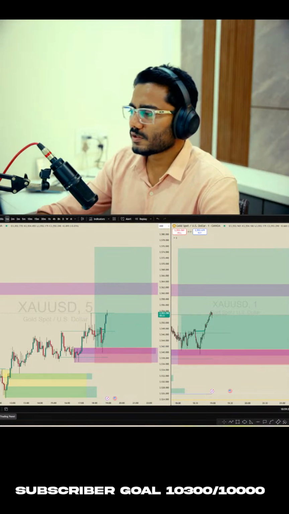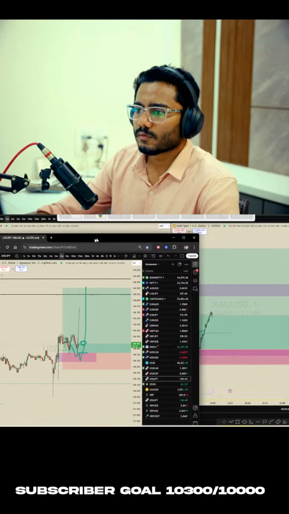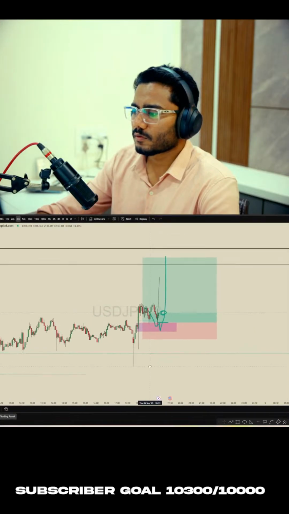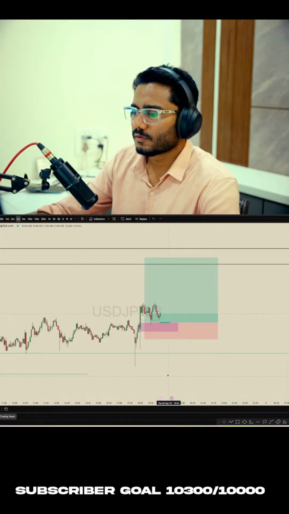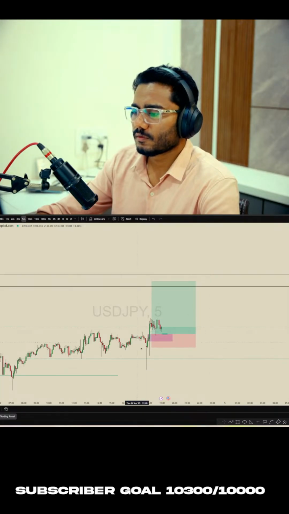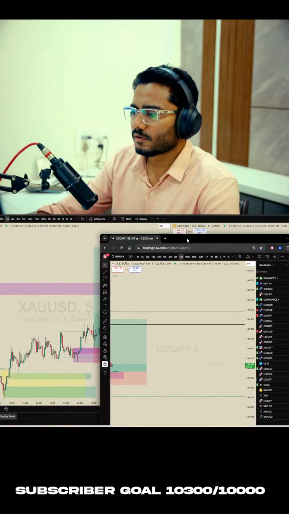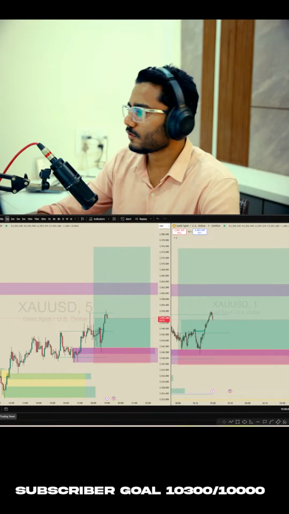So on USDJPY also, let's see. Price has tapped our entry. It's continuing to the upside. I'm not in this trade, but it's going in our direction. The analysis was right.